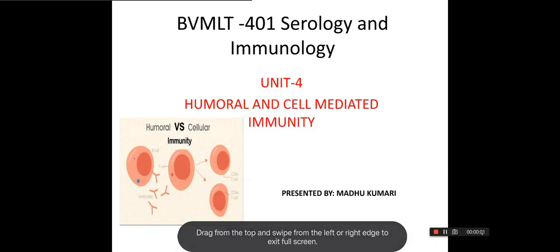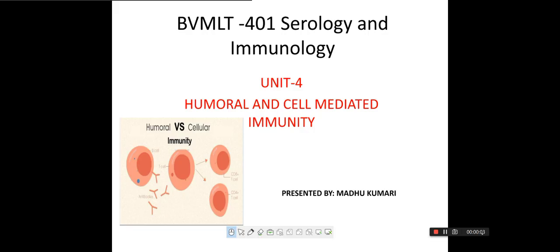So today we discuss the humoral and cell mediated immunity that comes under the serology and immunology unit. First of all, what is humoral and what is cell mediated immunity? From the name it is clear that humoral immunity is the immunity that is present from birth.